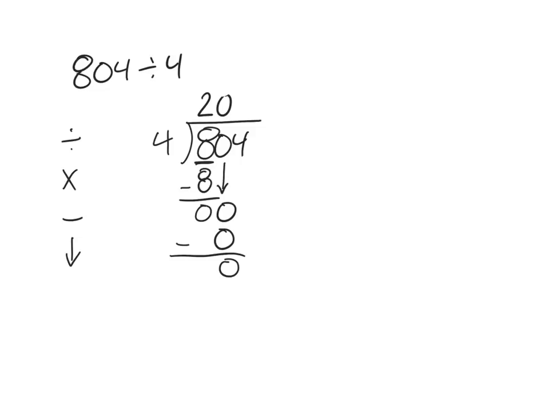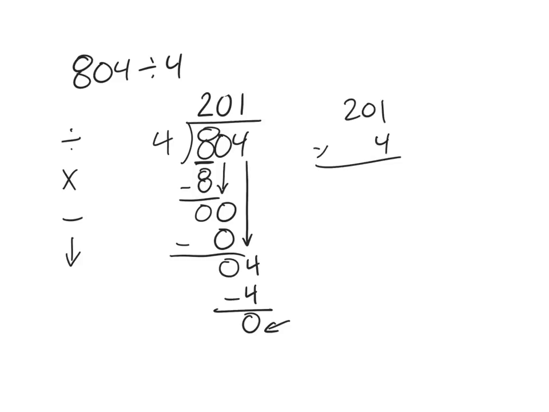So now that we've gone through those steps with the 0, we're going to bring down the next number, which is 4. And so we ask ourselves, how many groups of 4 can we make if we have 4 ones? We can make 1 group. 1 times 4 is 4. Subtract. We get 0. Since we have a 0 down here, that means we have a remainder of 0, so our quotient is just 201. And of course I want to check with multiplication here, so I'm going to do the standard algorithm.